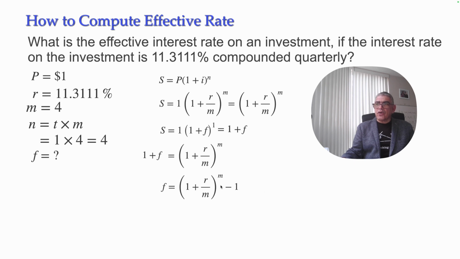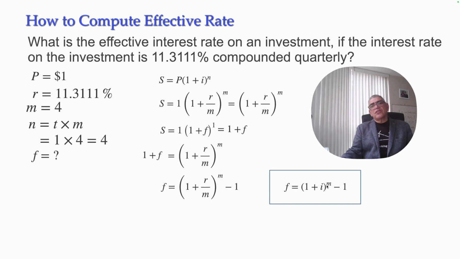Usually in the textbook, instead of r over m, you can write i, the periodic rate of interest. So you can see that the formula sometimes is written this way: f = (1 + i)^m − 1. This i is the periodic rate of interest, the interest given, and this m is the number of compounding periods for the given nominal rate of interest. So we can use this formula to solve any problem.